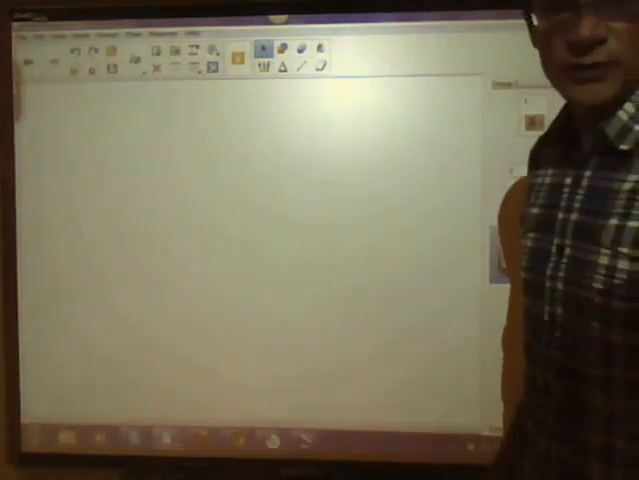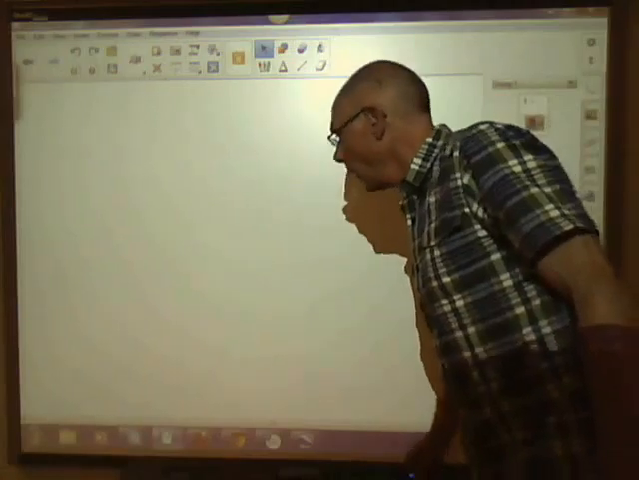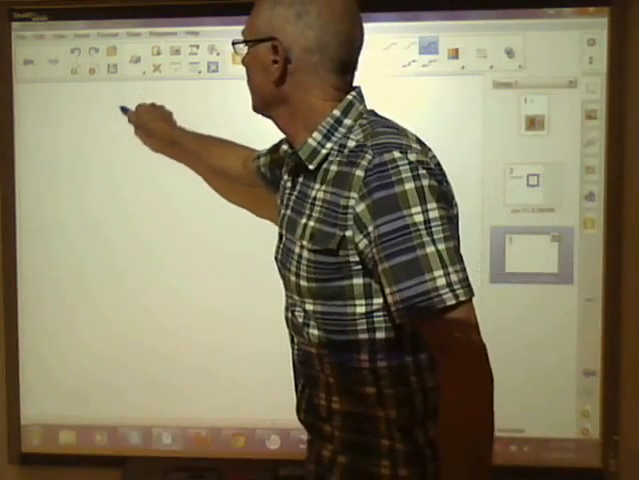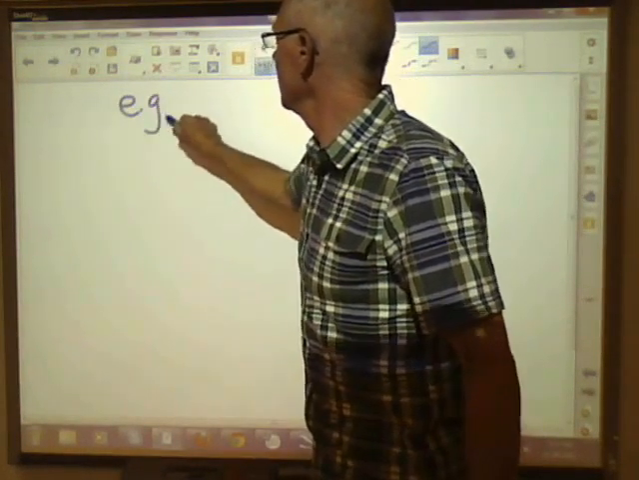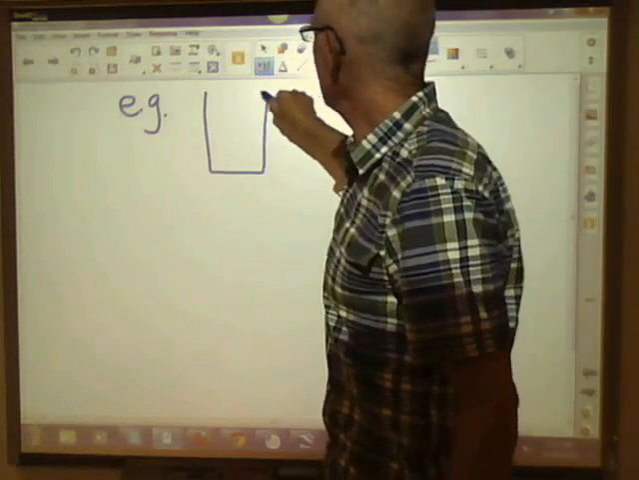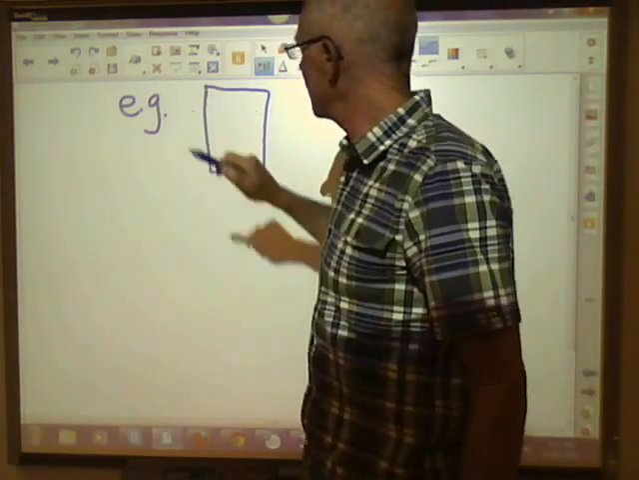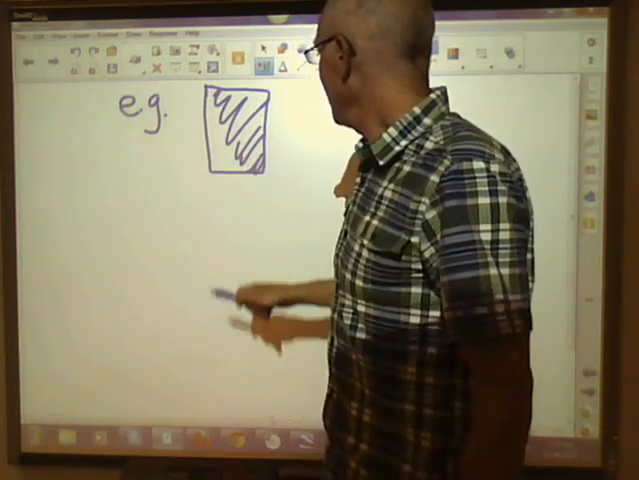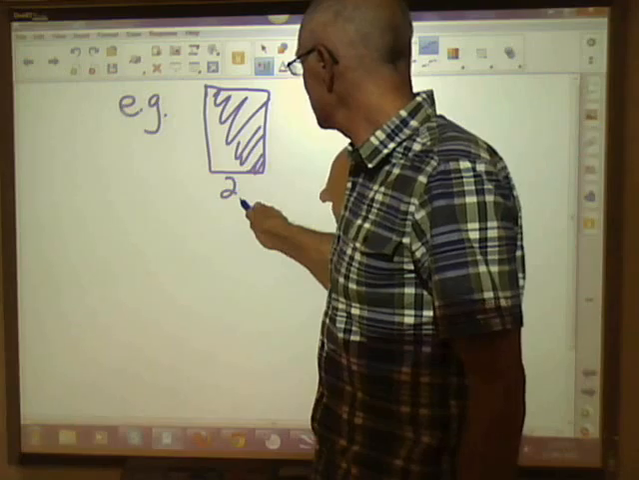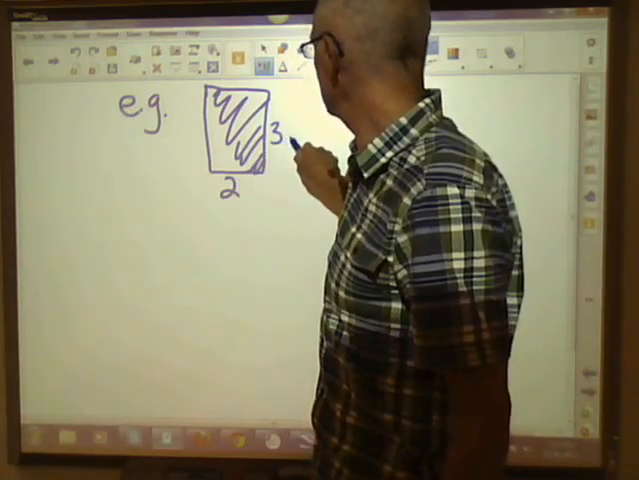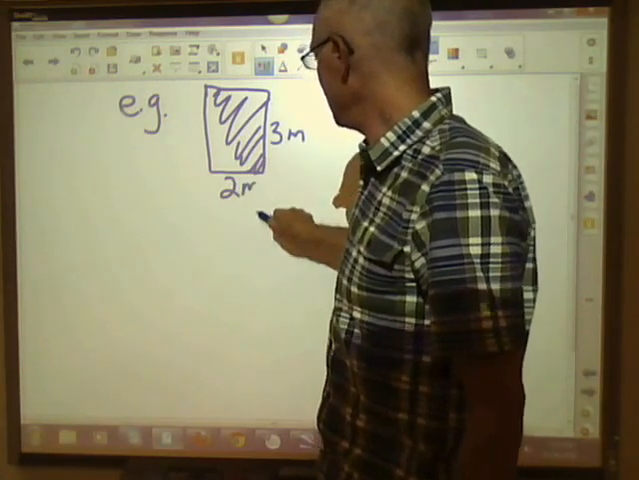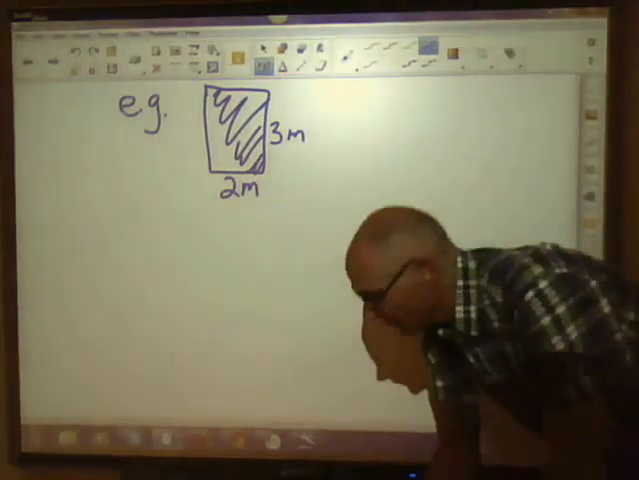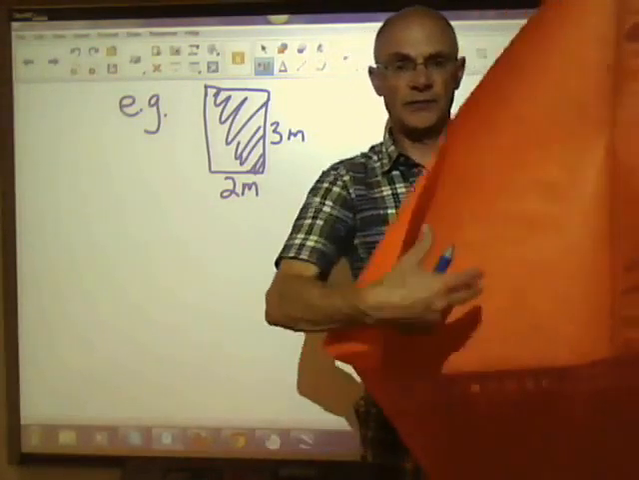Okay, we can move on to another one. Here's an example. I'm going to do this as an example, to calculate what is the area, what is the footprint of this item right here. And it measures 2 meters this way and 3 meters this way. How many of these square meters would fit on it?